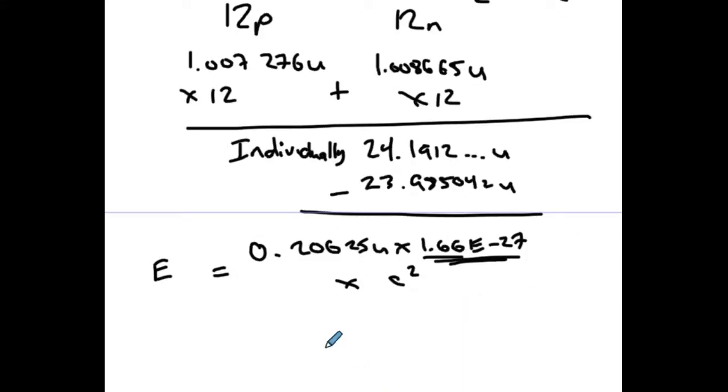So I'm going to times by 1.66 times 10 to the minus 27, and times by 3 times 10 to the 8th squared. And again, I've got energy of 3.08 etc., times 10 to the minus 11, and that would be joules. And so clearly there is energy found in our nucleus binding it all together. So that's the first part of my lesson.